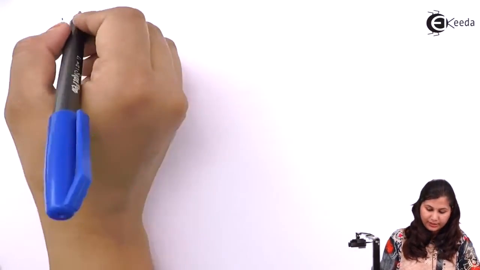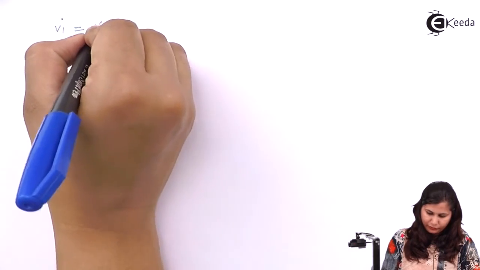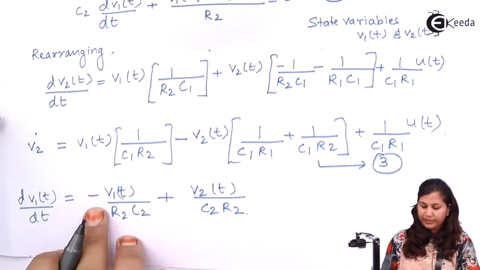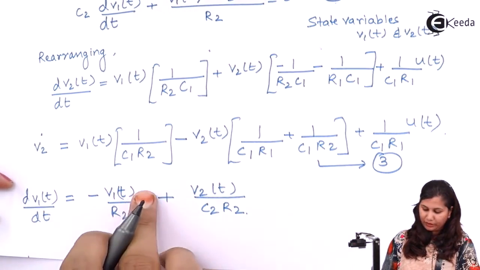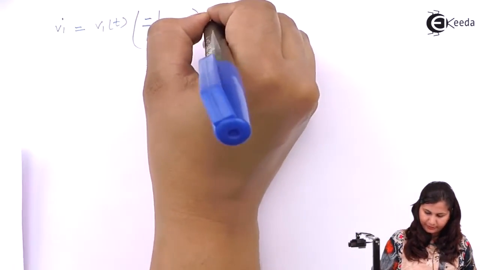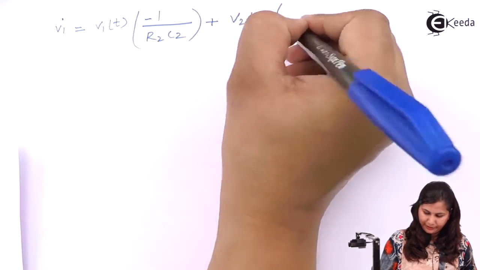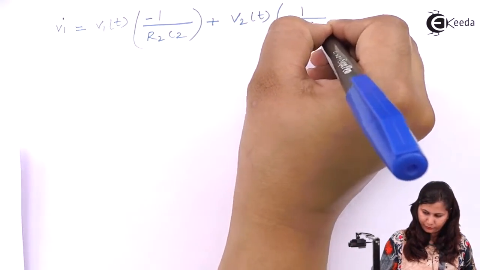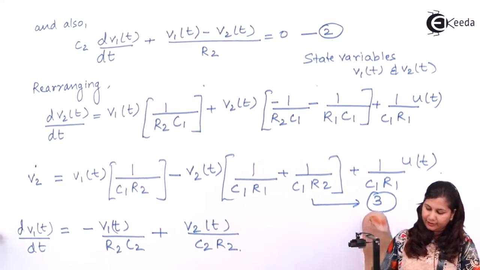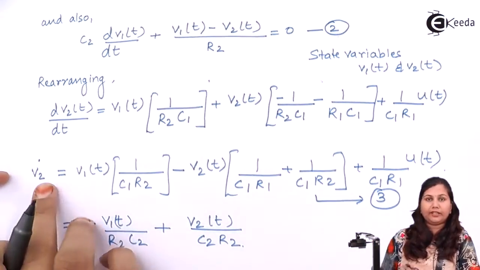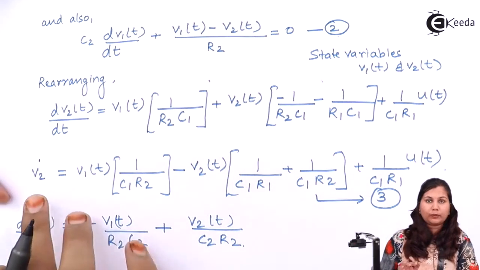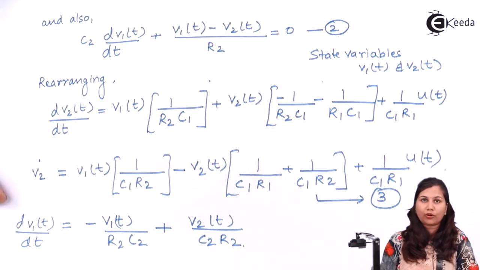When we solve this equation we will get our V1 dot, that is the derivative of the state variable V1, and it will be equal to V1(t) multiplied with minus 1 upon R2C2 plus V2(t) multiplied with 1 upon R2C2. Mark this equation as fourth equation. So you can see that this third and the fourth equation are the derivatives of the two state variables V1 and V2. So using these two equations we can find out the state equation of the system.